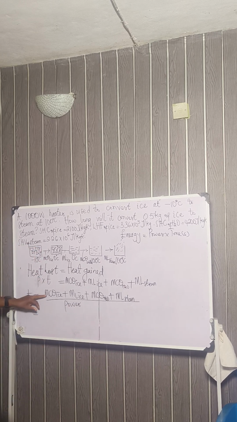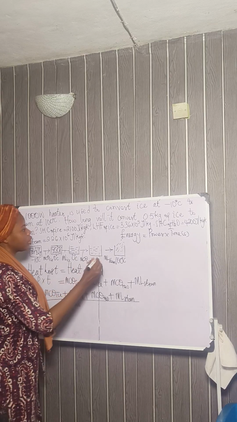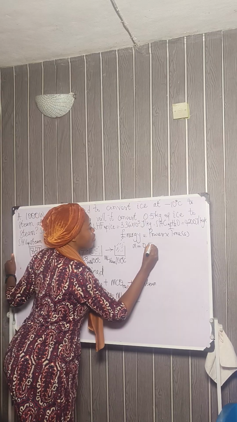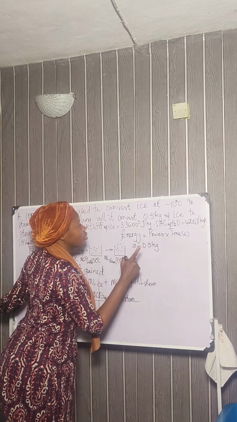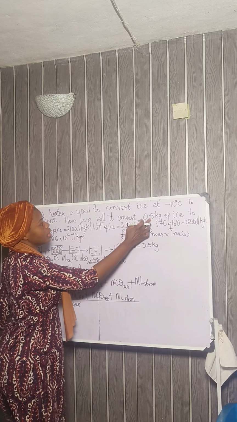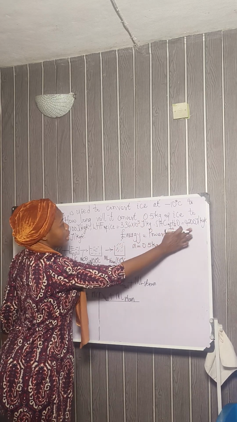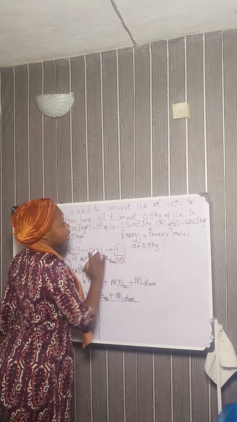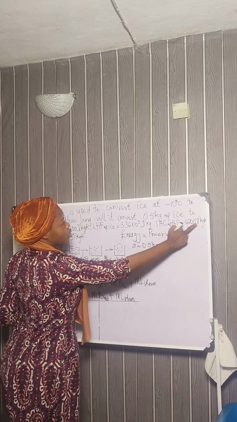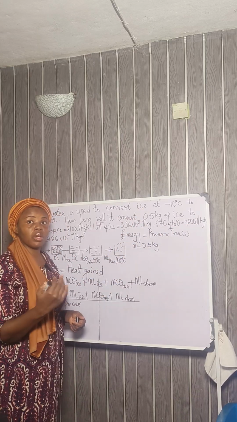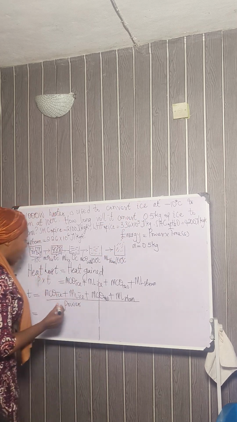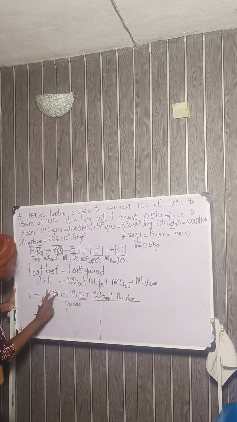So now go ahead. Define your parameters. You know what mass is. You are given that mass is equal to 0.5 kg. And you must also be very careful with the issue of the units. You must make sure that the units are the same. If you are given grams and the specific heat capacity is in terms of kg, you must convert your grams to kg. So having done that, you can now go ahead to solve this problem.